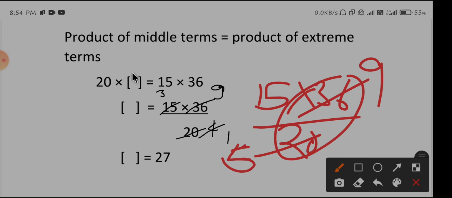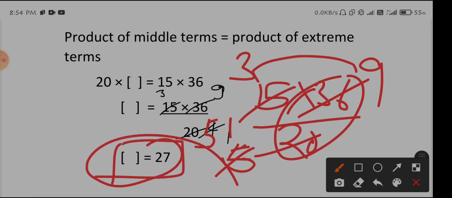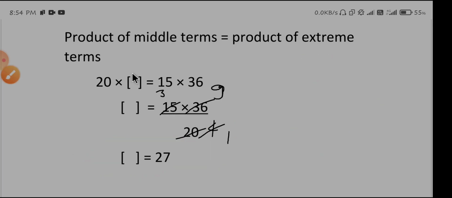After this you can say 5 1s are 5, 5 3s are 15. Here 5 will come. So it means it will be 9 3s are 27. So in this blank space, what will come? 27 will come. Like this you have to solve.